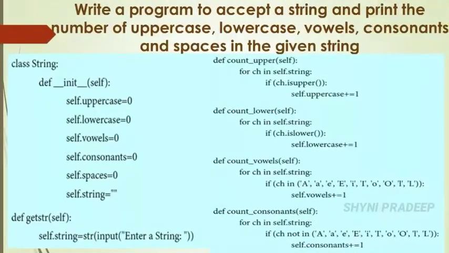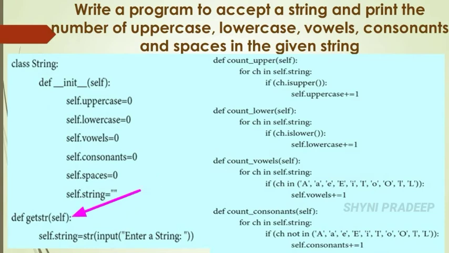Next example program: write a program to accept a string and print the number of uppercase, lowercase, vowels, consonants and spaces in the given string. So here the class name is string. Next, a constructor is defined. Uppercase, lowercase, vowels, consonants, spaces are the variables. The initial value of these variables is 0. Next, self.string is a variable. The given string will be stored in this self.string variable.